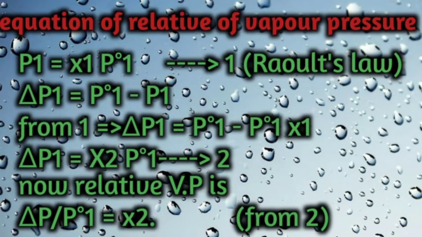In that, the first one is relative lowering of vapor pressure. The equation for that is given at the last step. Can you see that? It is delta P by P naught 1. That is the relative lowering of vapor pressure.